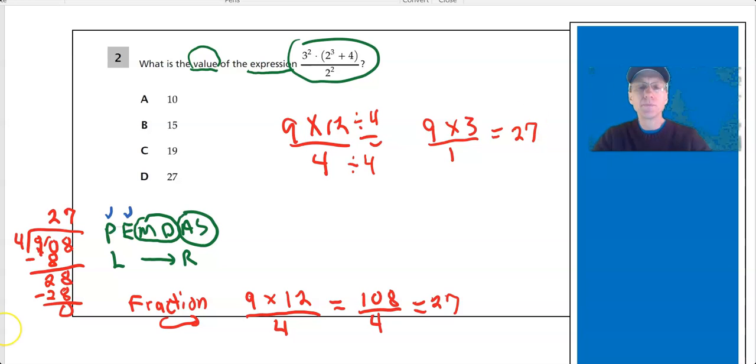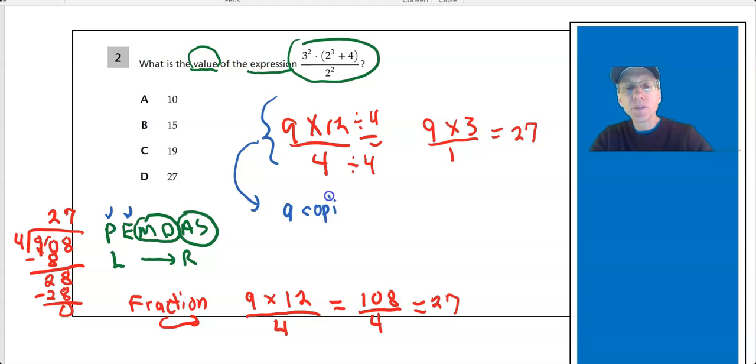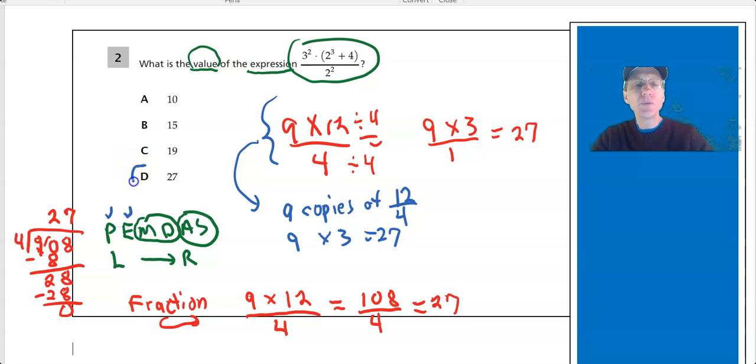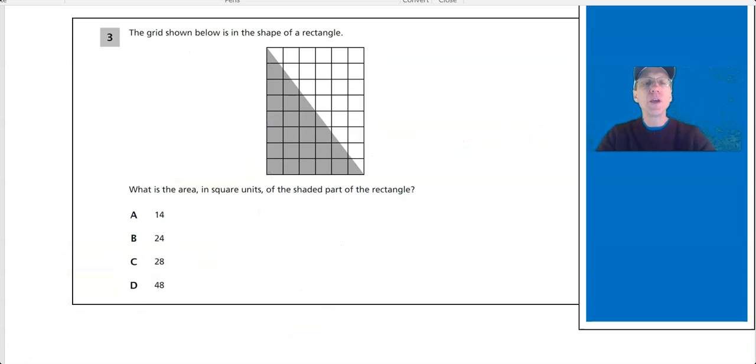Okay. So also I just want to show you, if you're really flexible with your numbers, flexible with your math thinking, we can also think of this as 9 times, or 9 copies, because multiplication means copies. I could write 9 copies, that's what this means, of 12 fourths. Well, 12 fourths is just 3, so then I'm really just saying 9 copies, or 9 times 3. Again, 27. So lots of ways to come up with that answer, okay? All right, let's take a look at the next one.